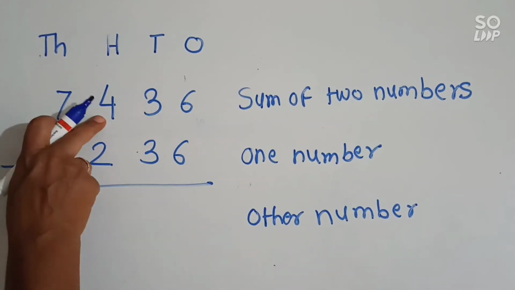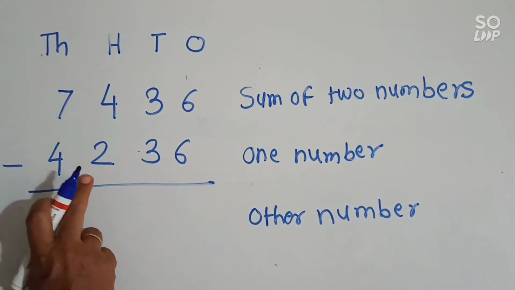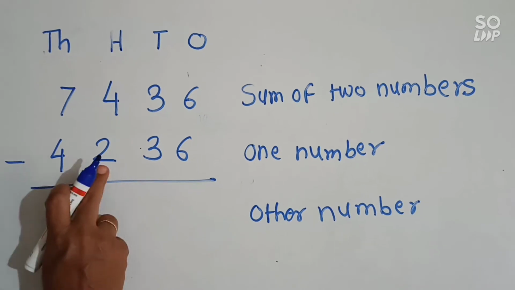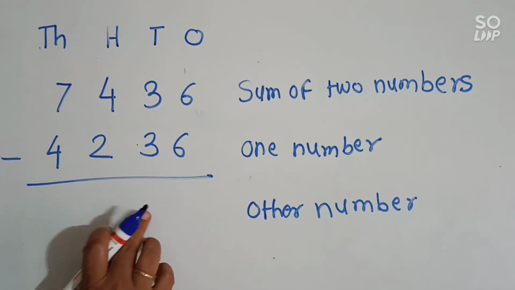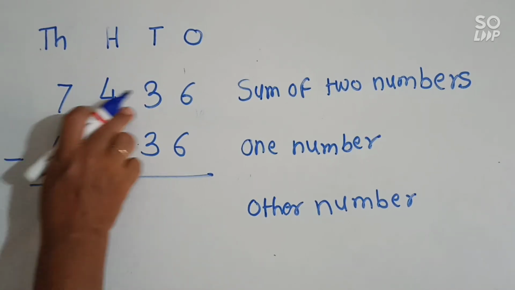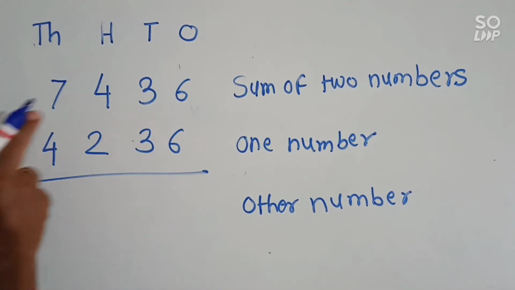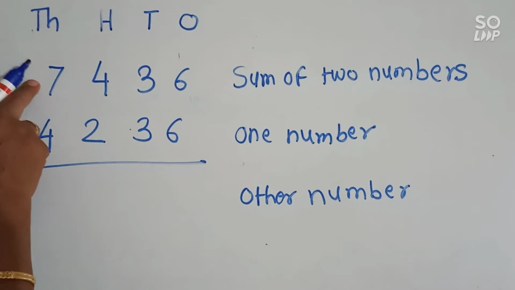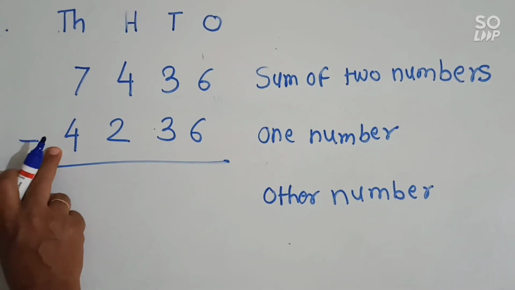This is the sum of two numbers, the addition. One of the numbers is 4236, so the other number we have to find out. So look here, we have to do subtraction of this sum of two numbers and one number.